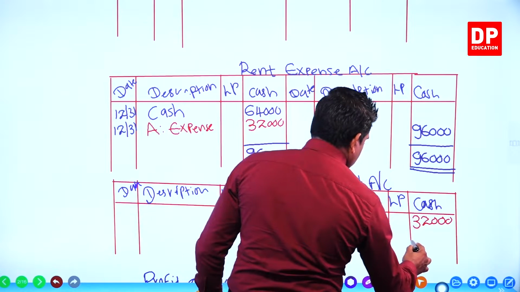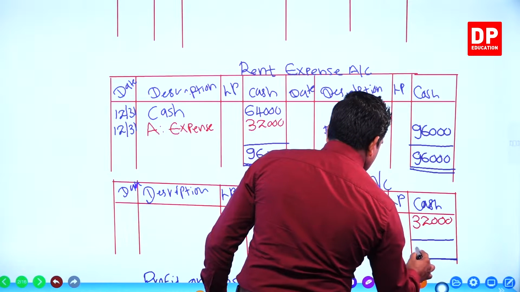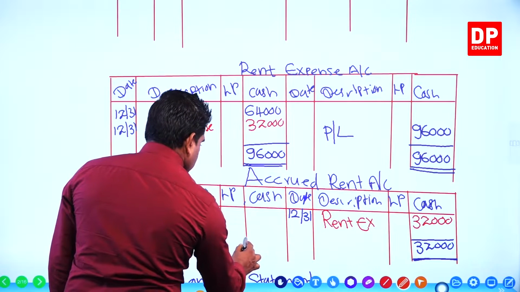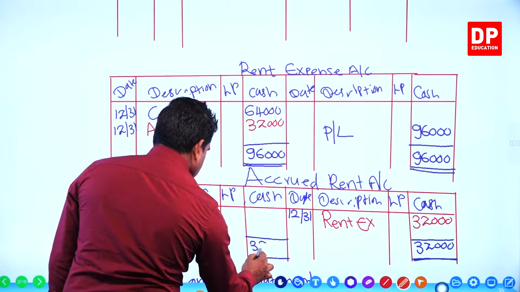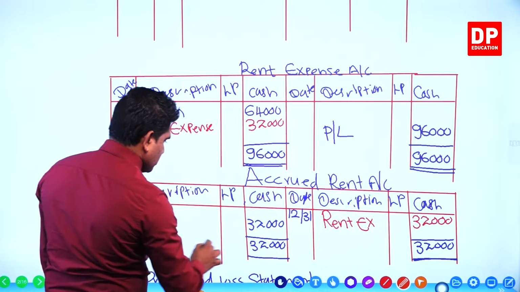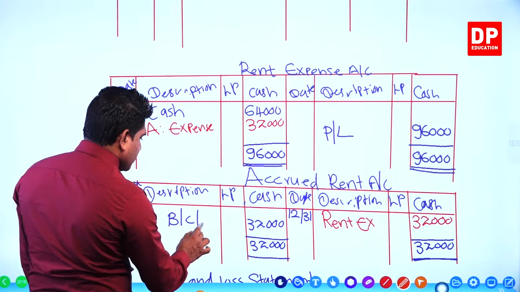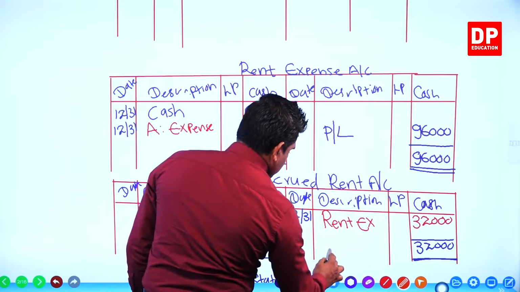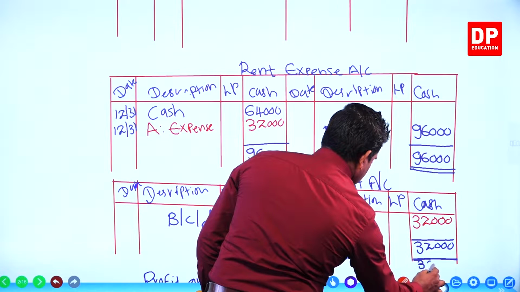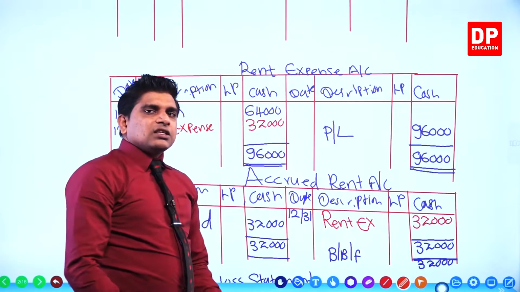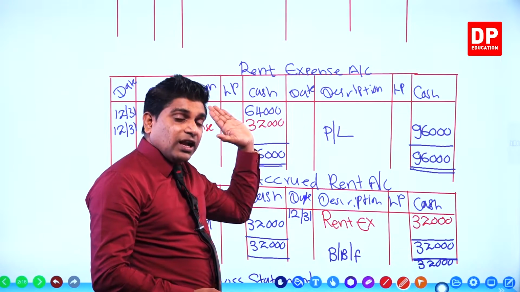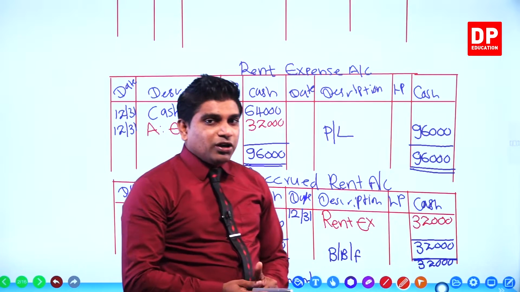So you can balance off. 32,000. Here also 32,000. Difference also 32,000. Balance carried down. Balance brought forward, 32,000. Sometimes you may think, why the difference, this difference you transfer to the profit and loss statement, can't you transfer this balance to the statement of financial position?